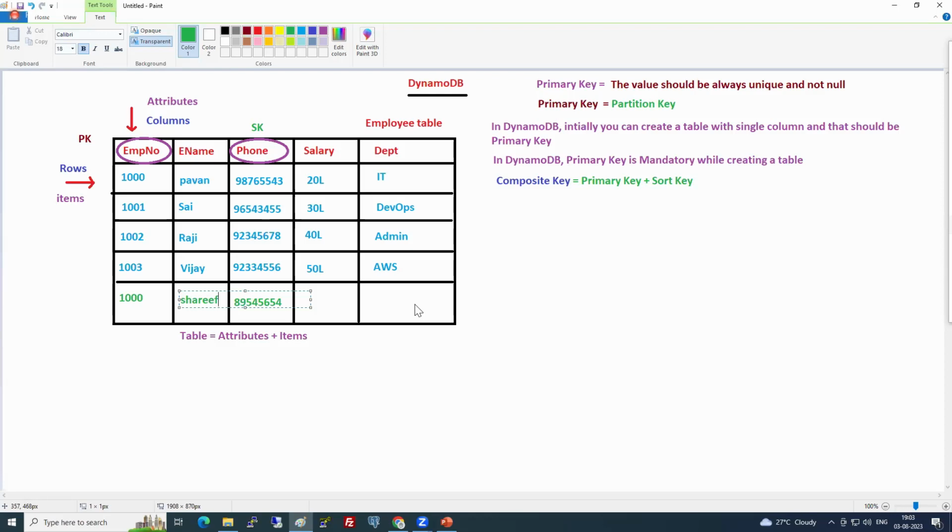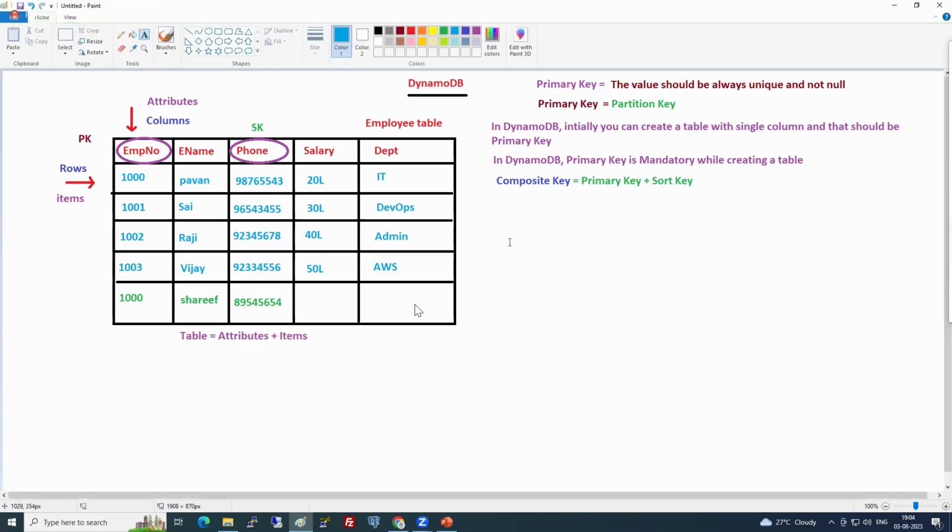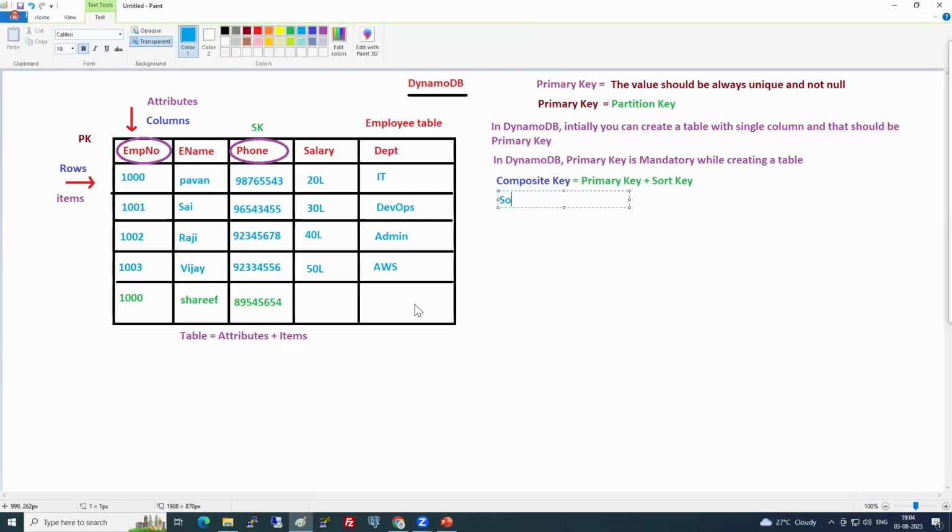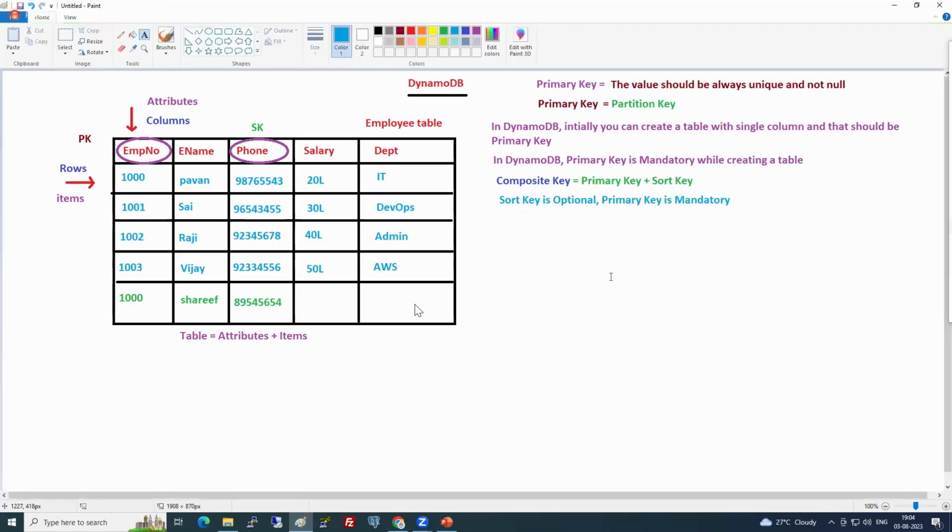In the employee table, you do not have it, but if you have a requirement that you need multiple duplicate values for your primary key, what is the concept that you should use? Sort key. But is sort key mandatory or optional? Optional. It's completely optional. Is it clear what is sort key for you? So sort key is optional, whereas primary key is mandatory. Got it?